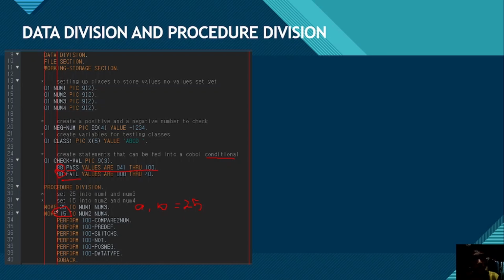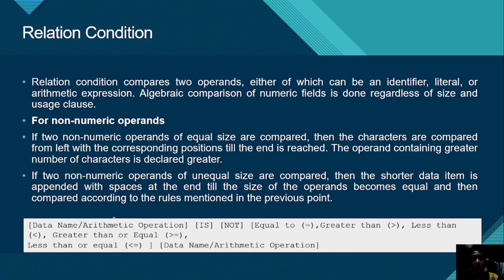So you may notice that I said that MOVE is only for alphanumeric, but it can also be used for a number, since alphanumeric is a combination of alphabet and numeric. So, relation condition. It compares two operands, either of which can be an identifier, a literal, or an arithmetic expression. Algebraic comparison of numeric fields is done regardless of size and usage clause.